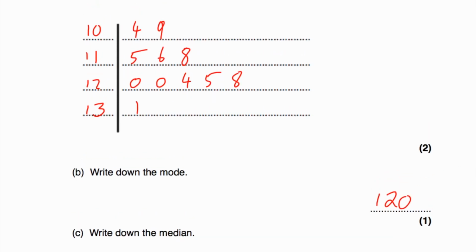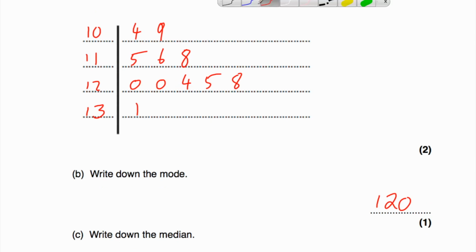Part C says write down the median. So whenever we're finding the median, I like to cross off the numbers. I typically do this in pencil so that if I make a mistake I can rub it out, and I will cross off the smallest. Remember, the median is the middle number, so we'll cross off the smallest, which was 104, and we'll cross off the biggest, which is 131.